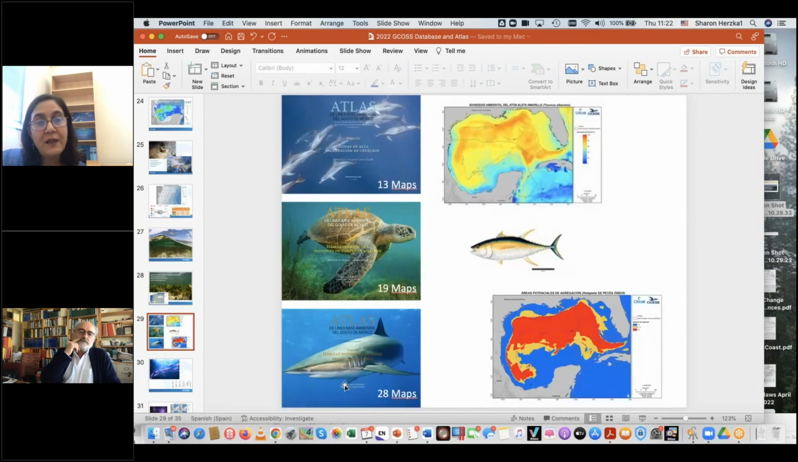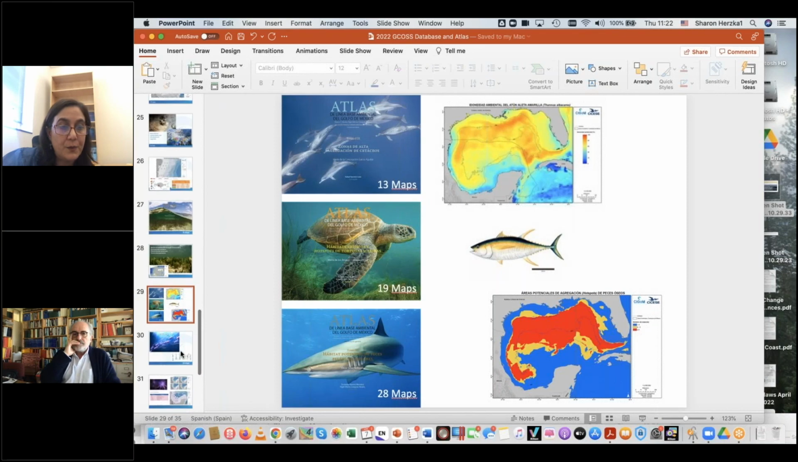And then we have 3 volumes that are focusing on large vertebrates: cetaceans, turtles, and large pelagics. And in that case, what they did was modeling to come up with habitat suitability maps. This is, for example, for yellowfin tuna, and these are the hotspots of areas of tuna, or I'm sorry, bony fish aggregations in the Gulf of Mexico. So each volume has its own approach.